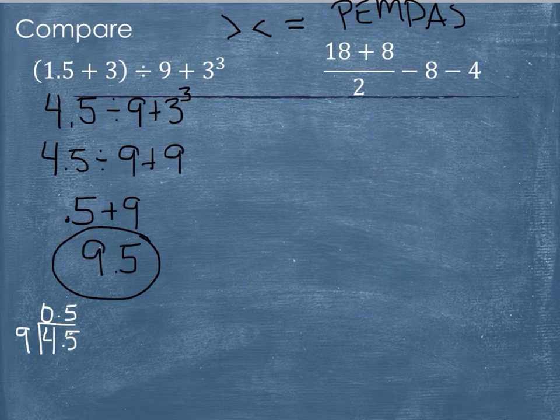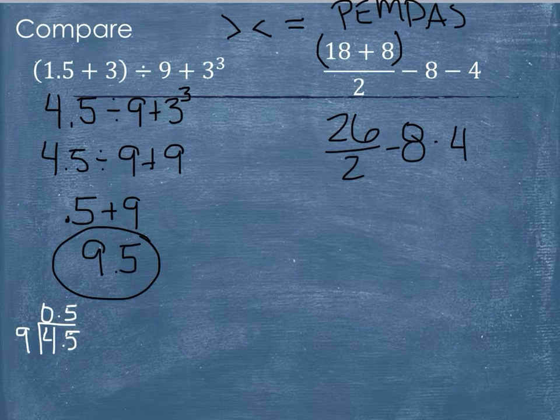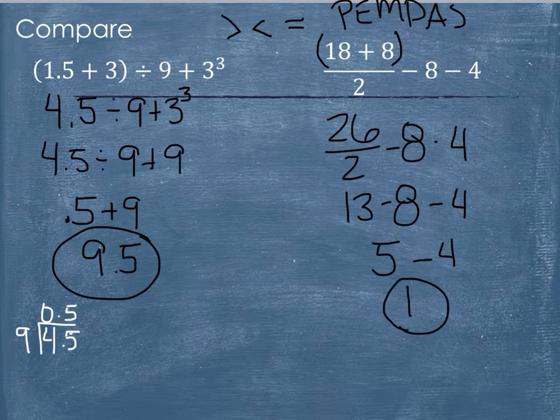Now let's look at the other side. One thing that we need to know is that some grouping symbols can be on top of fractions. If everything is on top of a fraction, they're all grouped together. So first thing I'm going to do is add that. That would be 26 divided by 2 minus 8 minus 4. 26 divided by 2 is 13 minus 8 minus 4. 13 minus 8 is 5 minus 4 is 1. So I would say that 9.5 is greater than, remember you want the open mouth facing the larger number, greater than 1. And that would be my answer here.